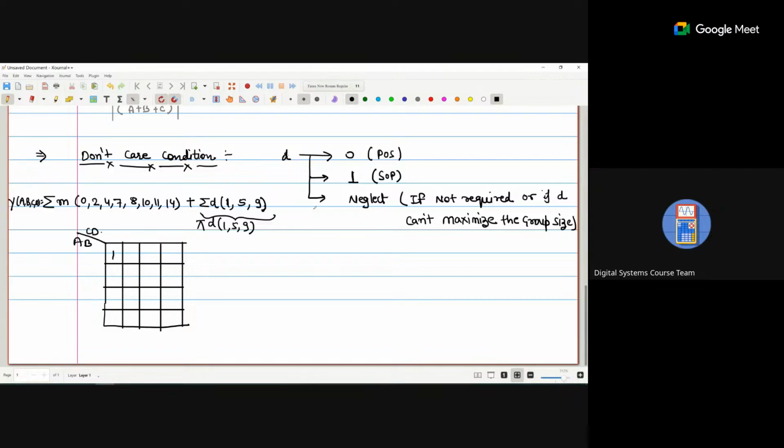So 0, 2, 4, 7, 8, 10, 11, and 14. Okay, where the don't cares are at 1, 9, and 15.